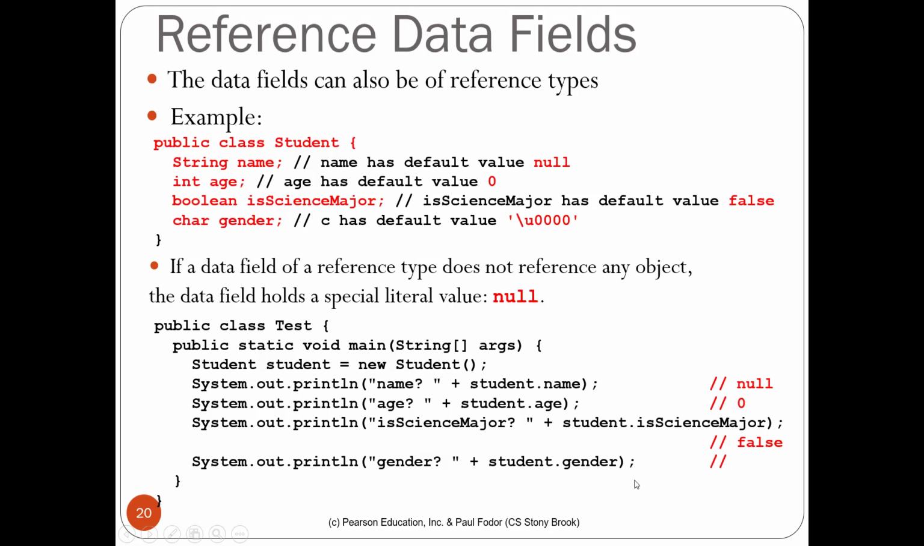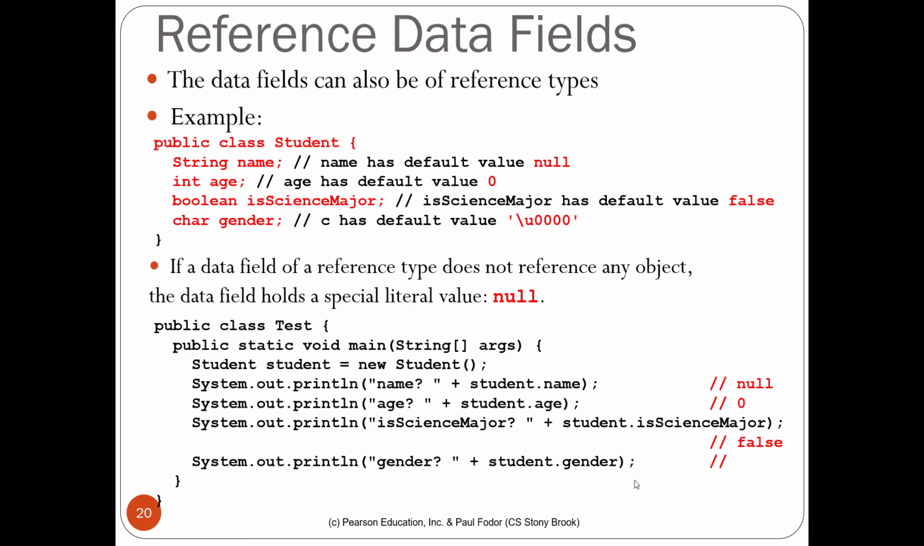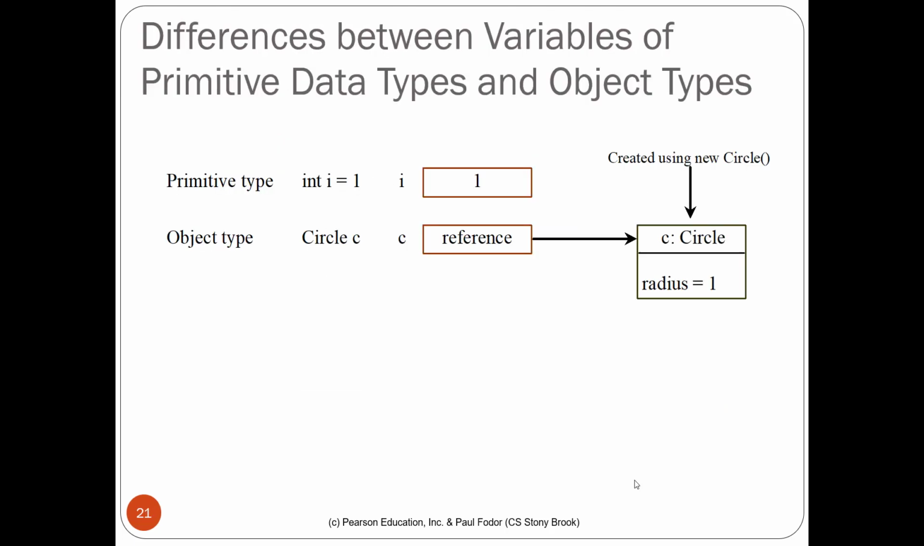Alright, so that was about it in terms of the difference between local variables and data fields in terms of the initial values. For local variables, you need to initialize them. For data fields, if you do not initialize them, they will get the default values.